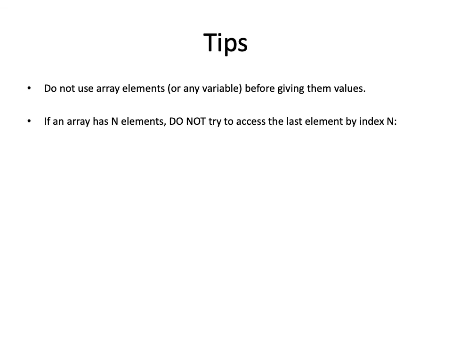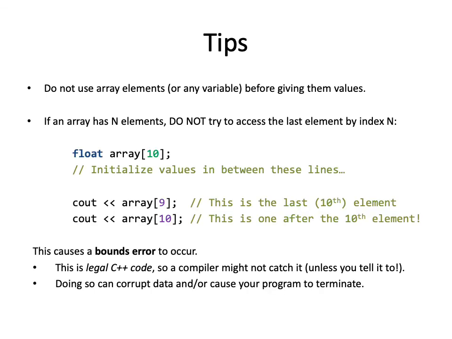Second, if an array has n elements, where n is like say 20, don't try to access the last element by index n. So if an array is size 20, don't try to get index 20. That's legal C code, but it can be tricky. So let's see an example. Say we have an array of 10 floats. We initialize the values, and then we output array element 9, which is really the 10th element. Remember, we're starting our counting from 0. And then that'll work. That'll be the last element in the array.